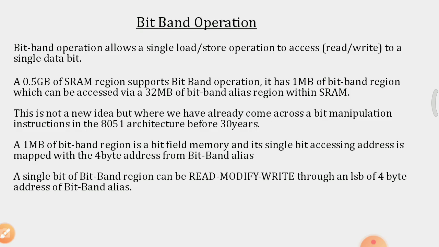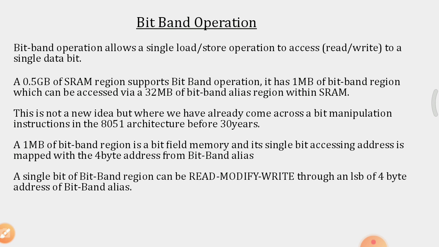Next we'll explain the bit-band operation. A bit-band operation allows a single load or store operation to access, that is, to read or write, a single data bit. That is, the load and store instructions are used to write a single bit of data. For this, the 0.5 GB SRAM region supports bit-band operation.